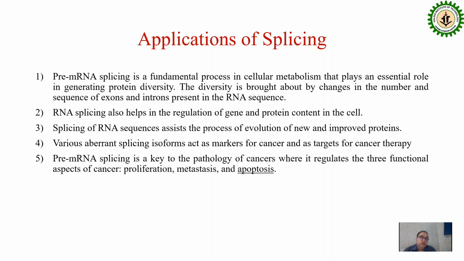This is also very important in the medical field. Various aberrant splicing isoforms act as markers for cancers and as targets for cancer therapy. mRNA splicing is key to the pathology of cancers, where it regulates three functional aspects of cancer: proliferation, metastasis, and also apoptosis. Apoptosis is programmed cell death. When something abnormal happens in the cell, it goes for apoptosis, not the normal death; it is programmed cell death.